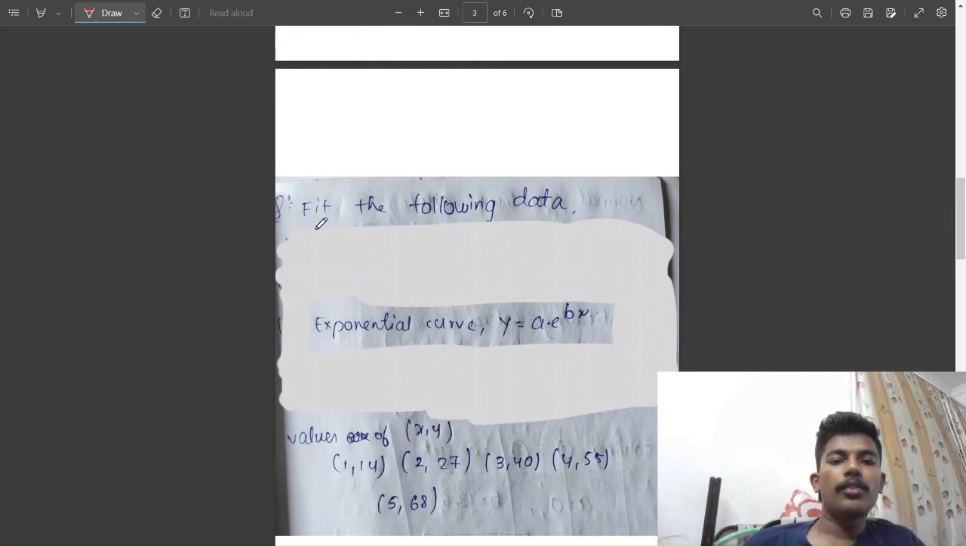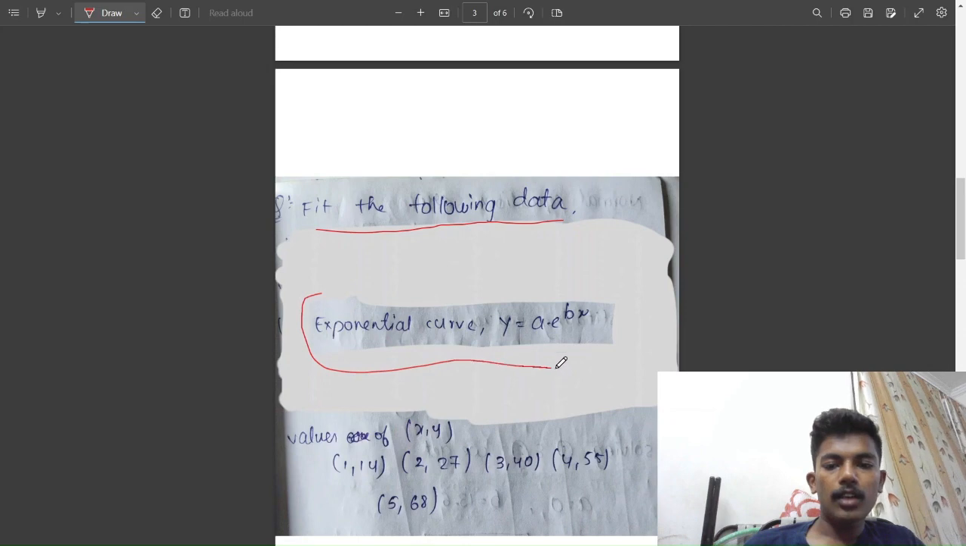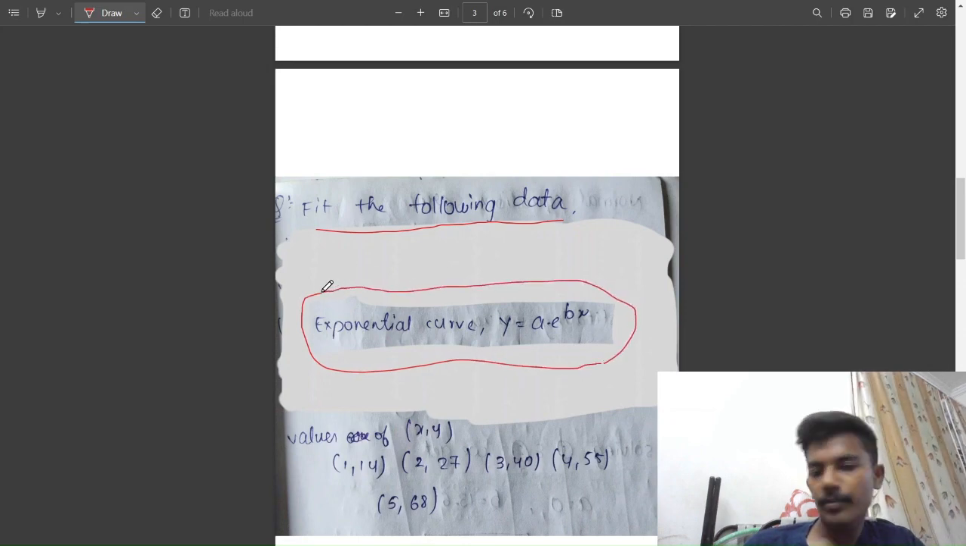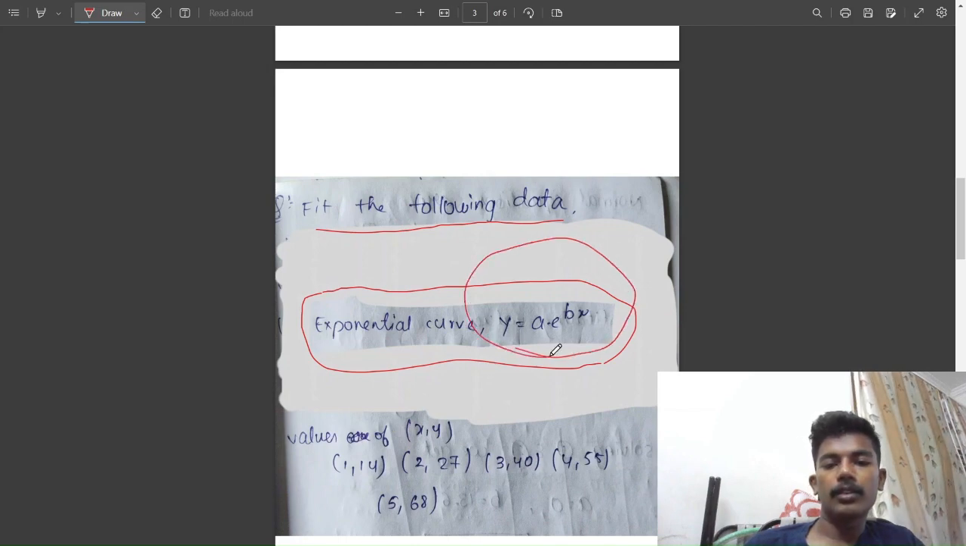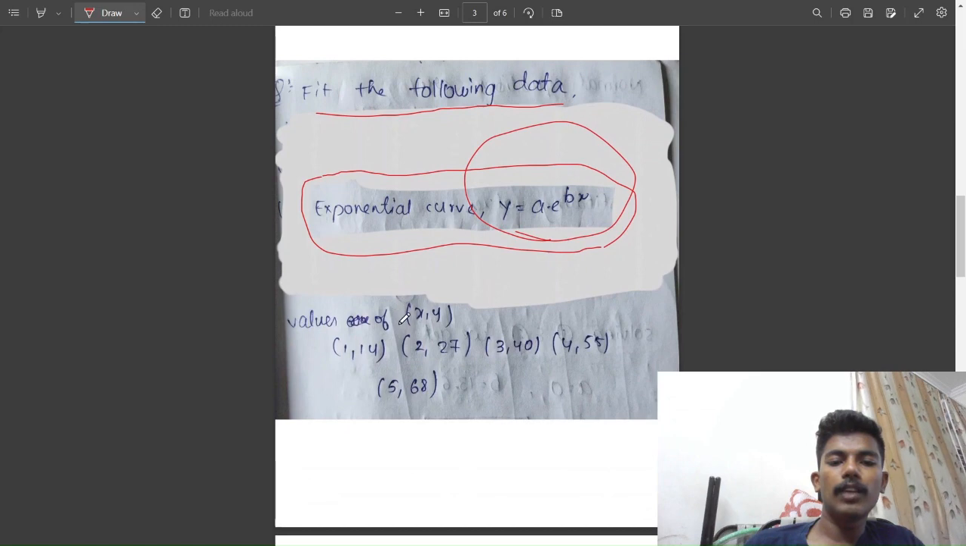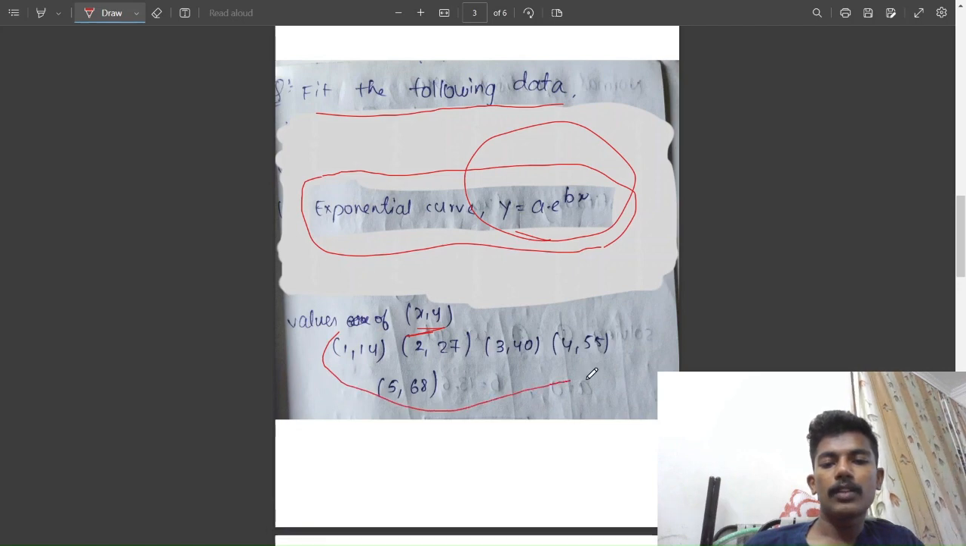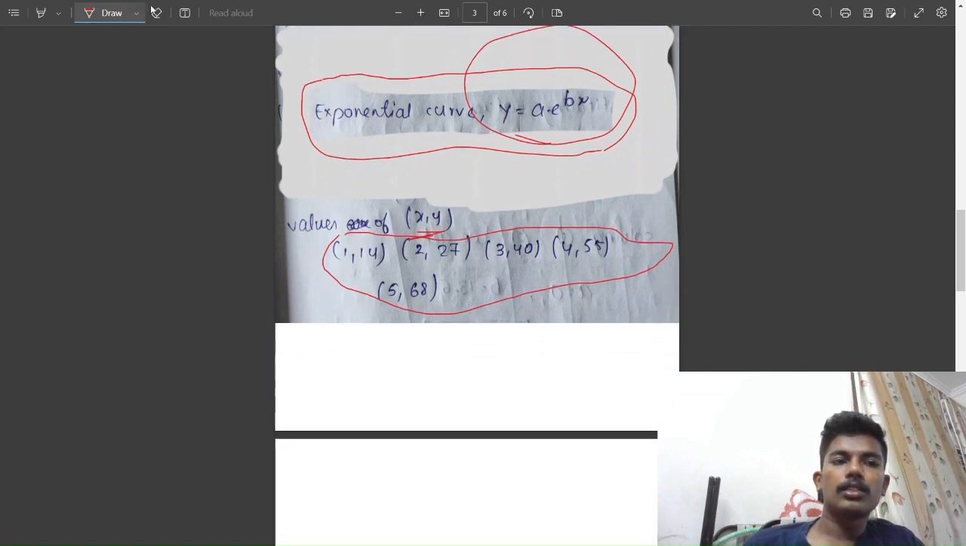Now, fit the following data. What is given? Exponential curve y is equal to a into e power bx. We have to fit this exponential curve. So the given data is values of x and y. These are the values of x and y: 1, 14; 2, 27; 3, 40; and 4, 55. So let us solve this.